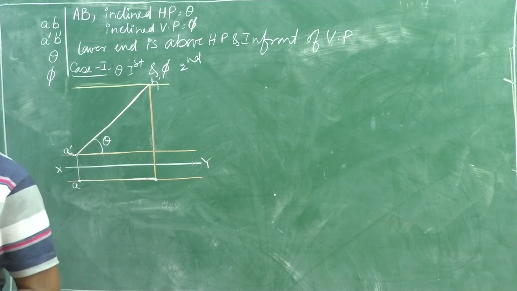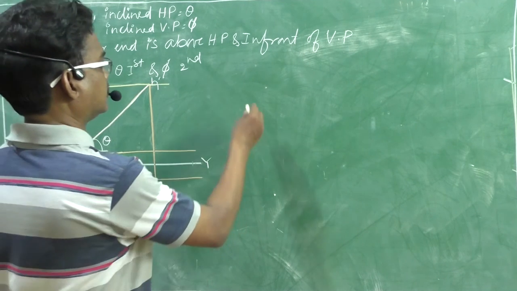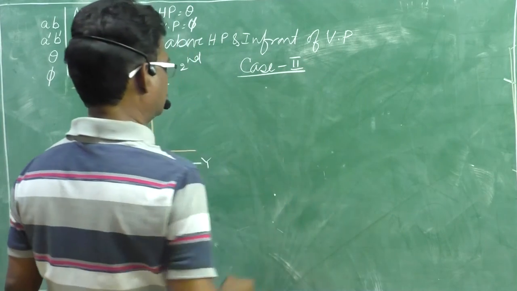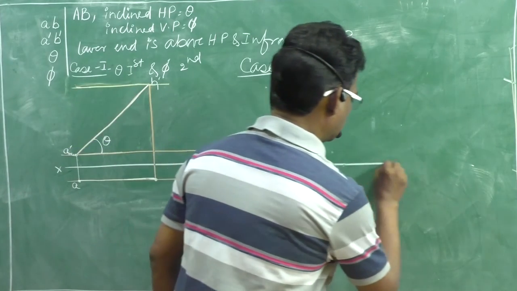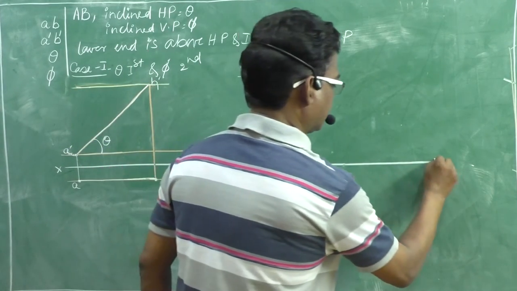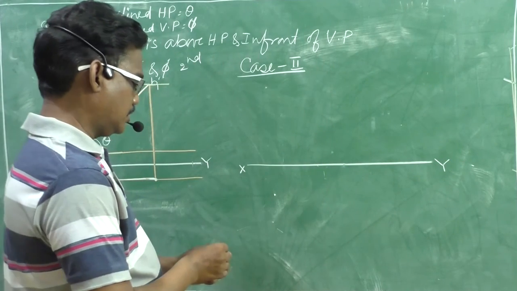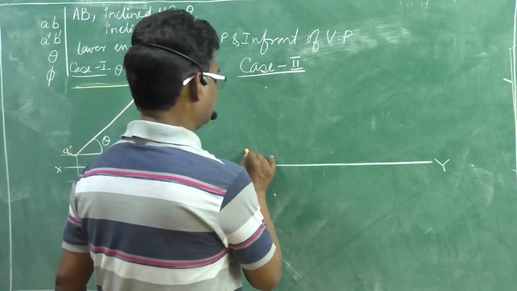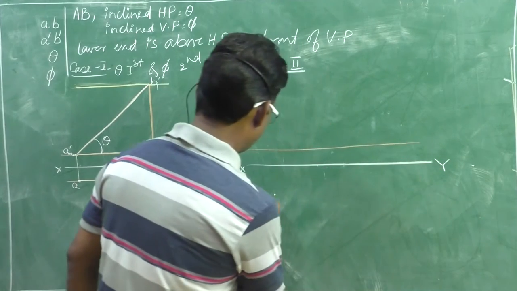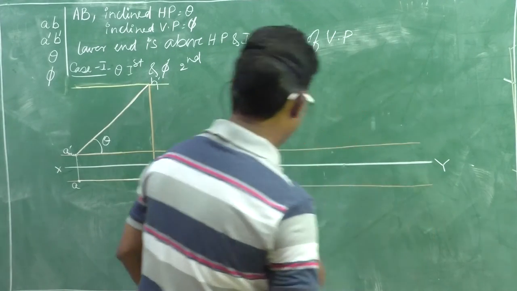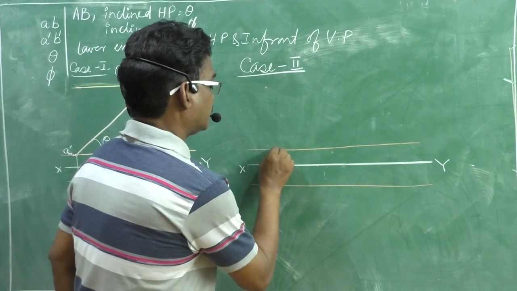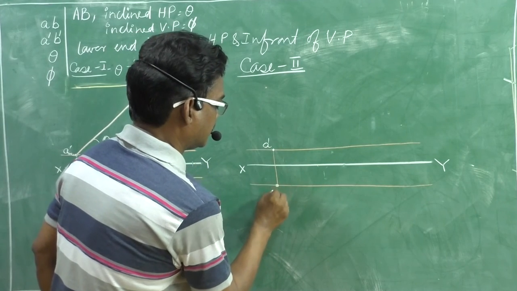Now, the second case, case 2. Now we will see. In case 2, first, as usual in case 1, draw the XY reference line and look at the position of the fixed point. Position of fixed point: above HP, in front of VP. And this is the position. This is A dash and this is A.